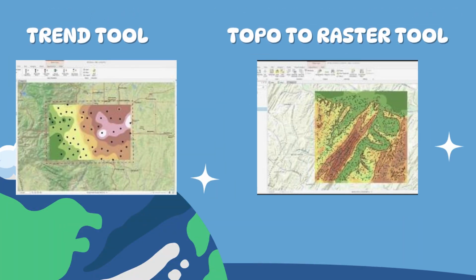Next example presents the trend tool and the topo to raster tool. The trend tool is useful for identifying general patterns and broad changes across an area. Meanwhile, topo to raster is commonly used to create hydrologically correct elevation surfaces and terrain models.